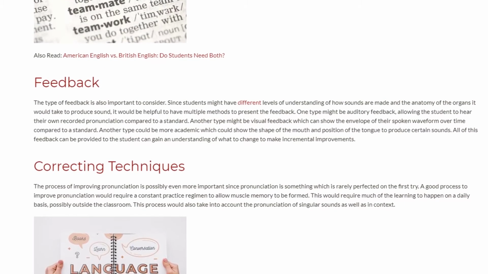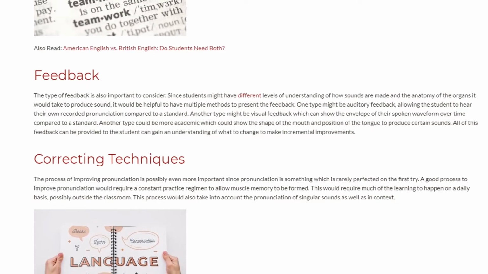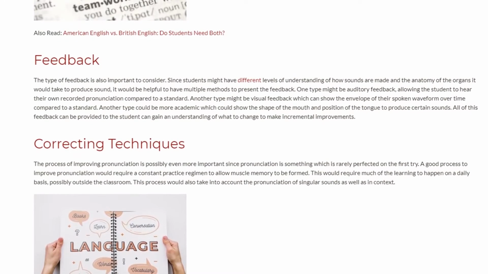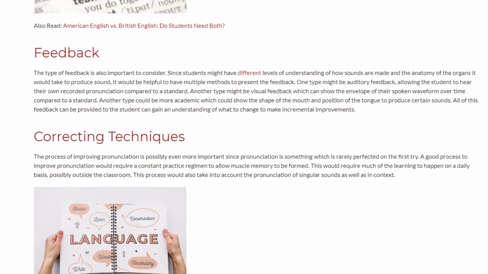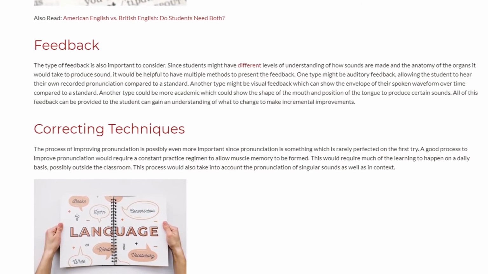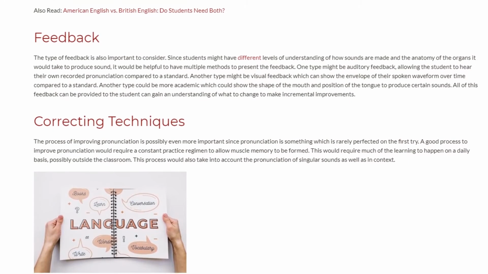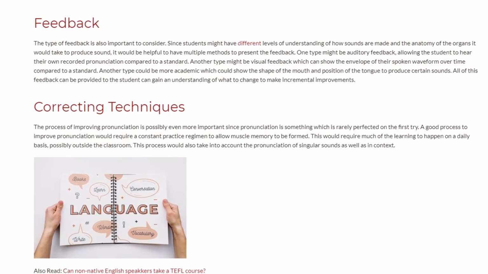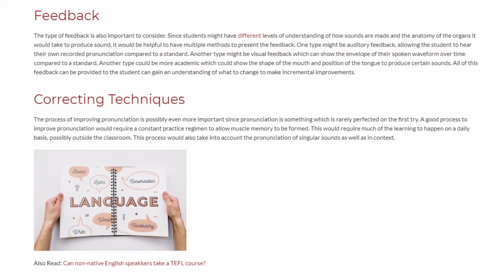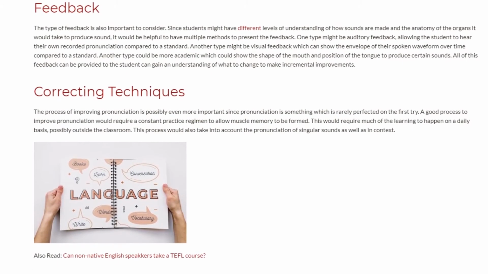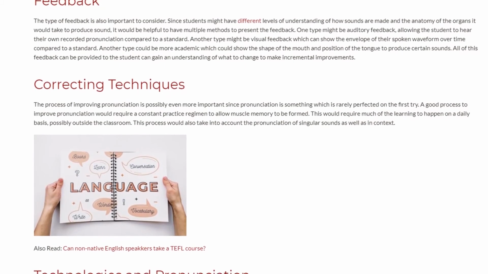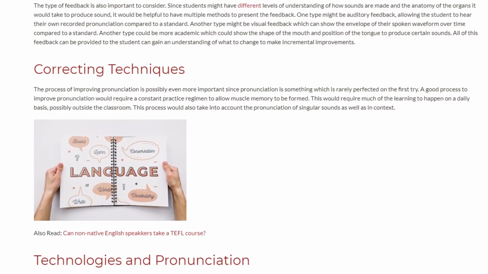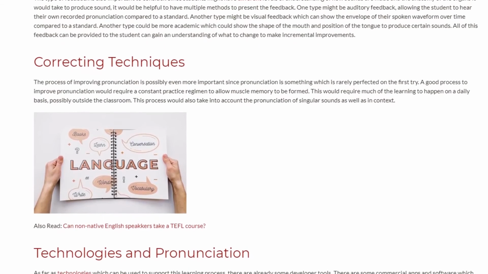Correcting techniques. The process of improving pronunciation is possibly even more important, since pronunciation is something which is rarely perfected on the first try. A good process to improve pronunciation would require a constant practice regimen to allow muscle memory to be formed. This would require much of the learning to happen on a daily basis, possibly outside the classroom. This process would also take into account the pronunciation of singular sounds as well as in context.